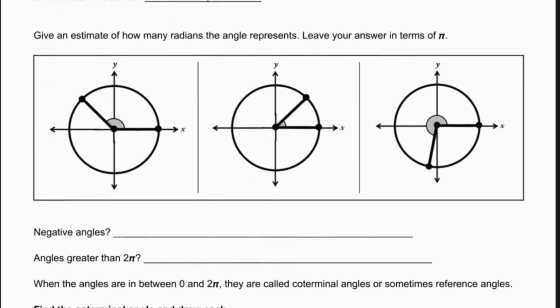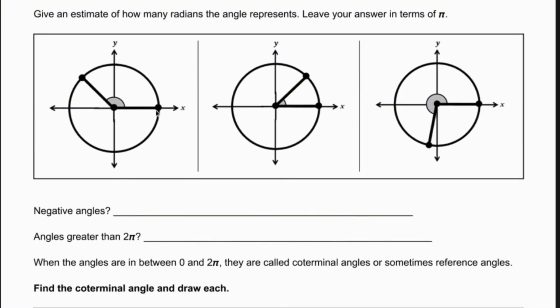Give an estimate of how many radians the angle here represents. All right, so look, I know that half of 180 is 90 and 180 is pi, which means this is pi over 2. So halfway in between pi over 2 and pi is going to be 3/4 of a pi. So that's what I would estimate it to be. Next, this one is pi over 2 at the top, and 0 at the start. So halfway in between 0 and pi over 2 is 1/4 of a pi. That's what I'll write it out to be.